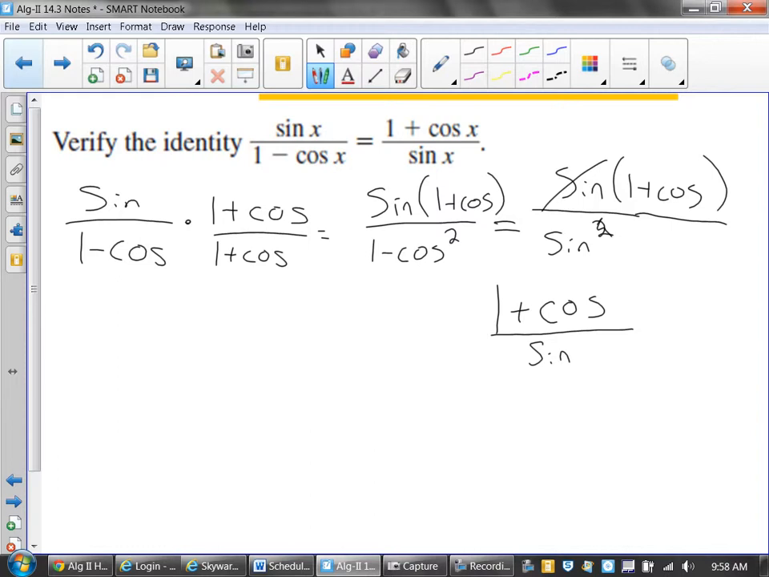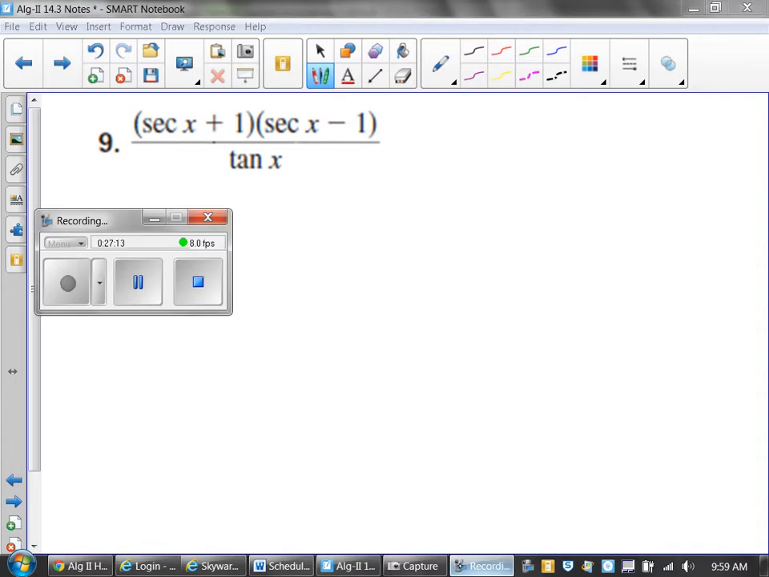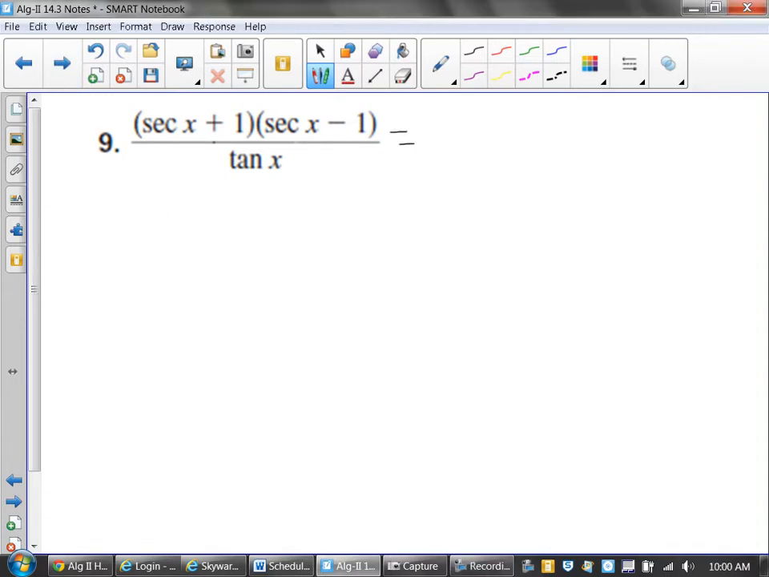Did you see it? With the sign of the sine squared? Try that one. When you FOIL the numerator, you get secant squared minus 1 over tangent. What's secant squared minus 1? Tangent squared over tangent is?